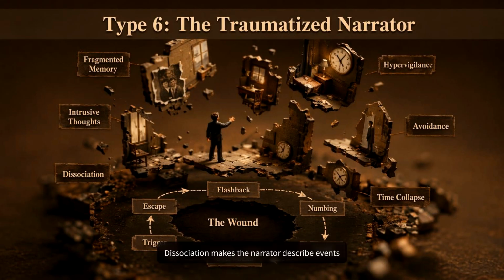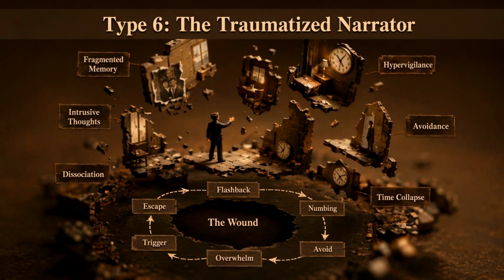Dissociation makes the narrator describe events as if watching from outside their own body. Hypervigilance causes them to interpret neutral events as threats. Avoidance means they cannot narrate the traumatic event directly, so they talk around it. And time collapses, so the past feels present, and present triggers feel like the past.